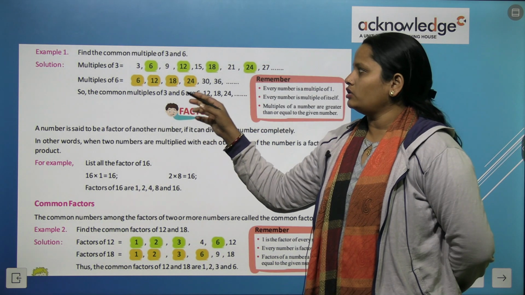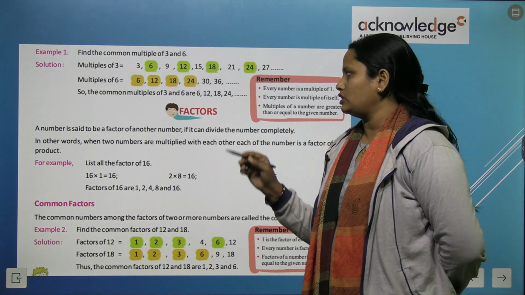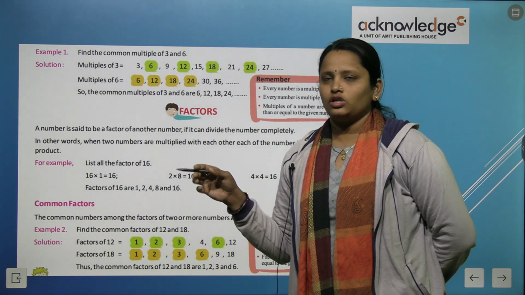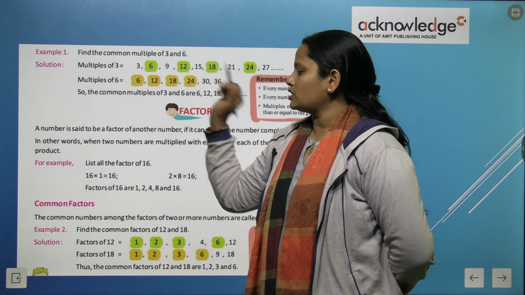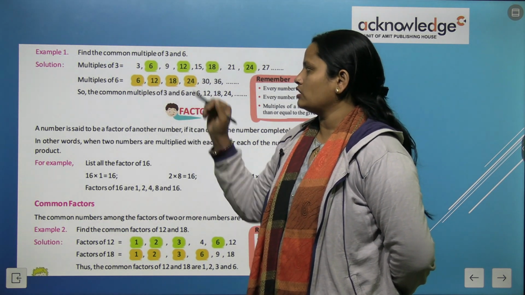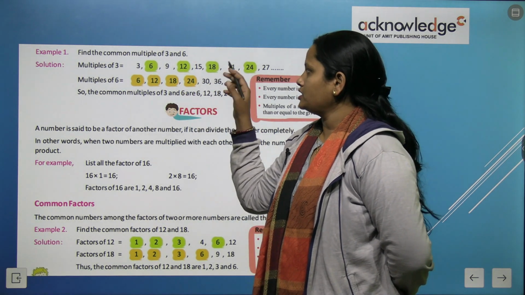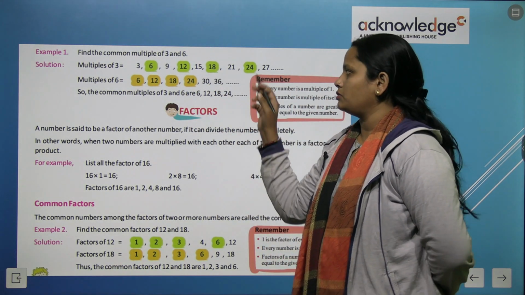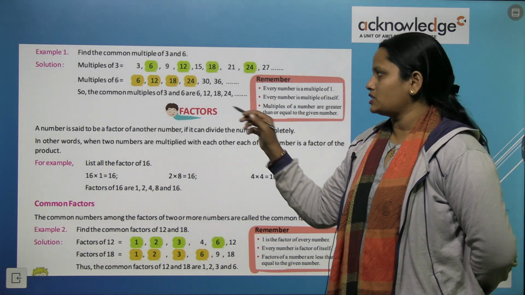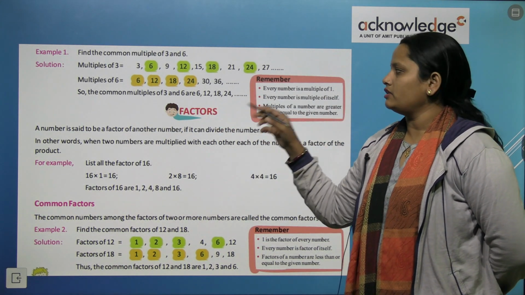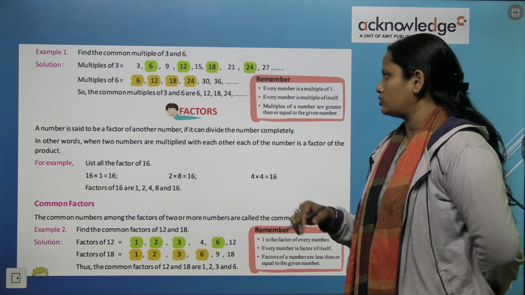Now, let's find out the common multiples of 3 and 6. तो 3 और 6 में जो common multiples हैं उन्हें हम ढूंढेंगे. So 6 आप देख सकते हो दोनों की टेबल में है, 12 भी है दोनों की टेबल में, 18 भी है दोनों की टेबल में और 24 भी है दोनों की टेबल में. So the common multiples of 3 and 6 are 6, 12, 18 and 24.